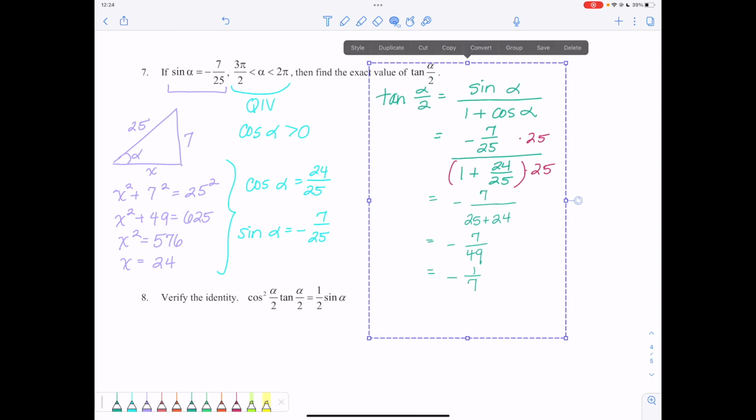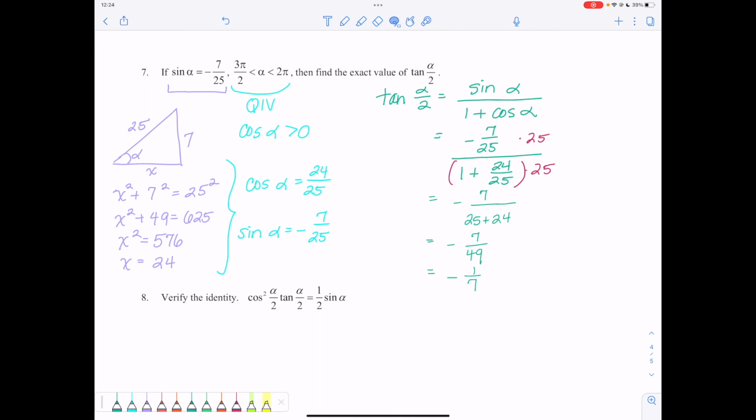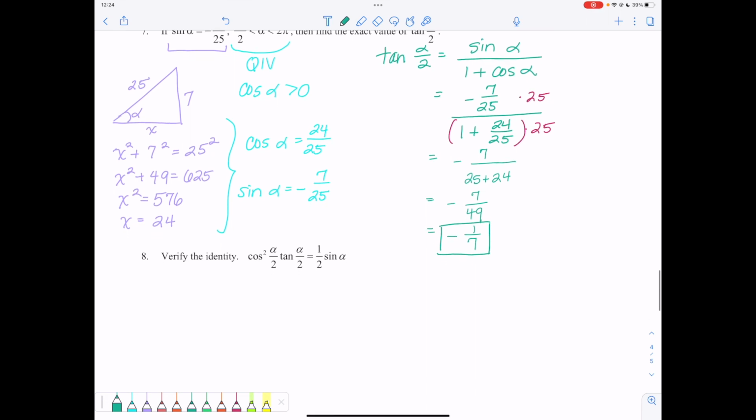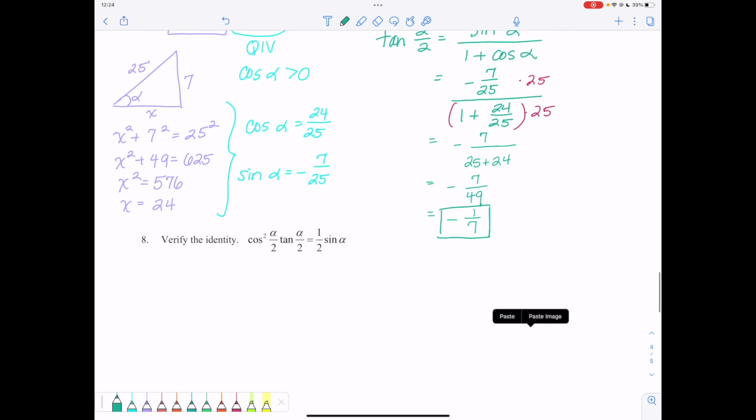I think that's good about right there. Okay, next we're going to verify the identity, and actually this is the last problem. Verify that the cosine squared of alpha divided by 2 multiplied by the tangent of alpha divided by 2 is equal to 1/2 sine of alpha.